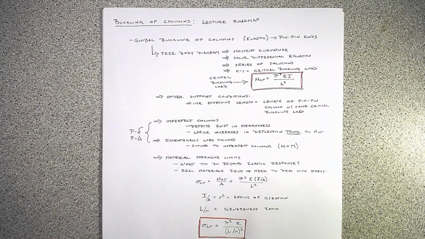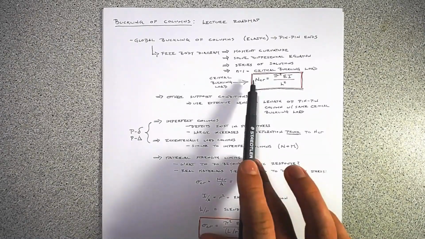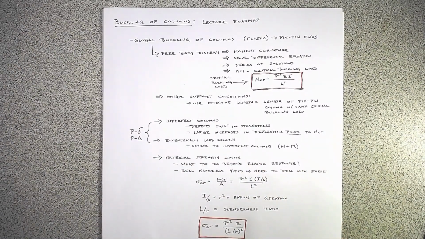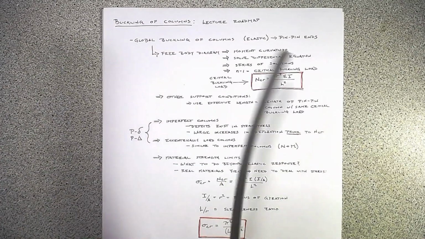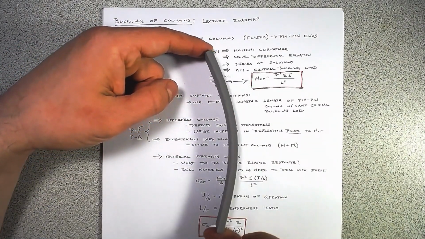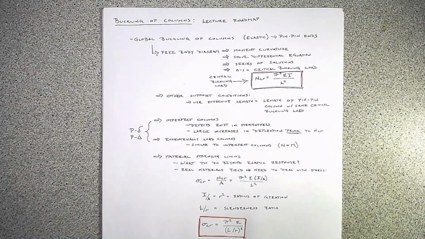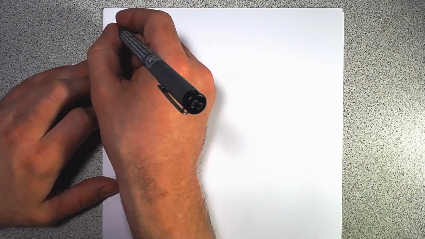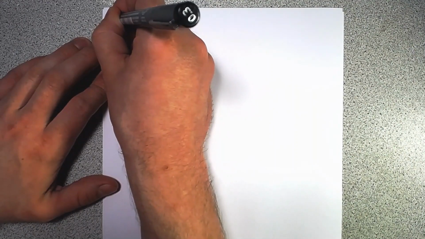So with that, let's hop in and have a look at this first part, which is our derivation of the global buckling and the critical force which is required to get a column to buckle. So that's what we're going to start with, looking at our background theory.